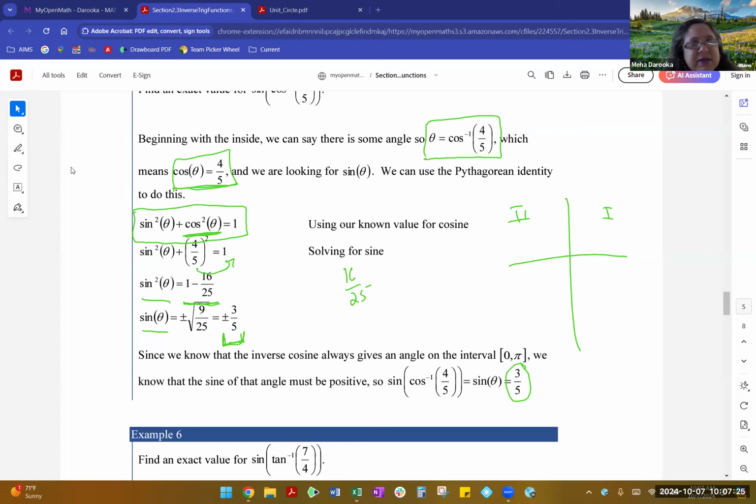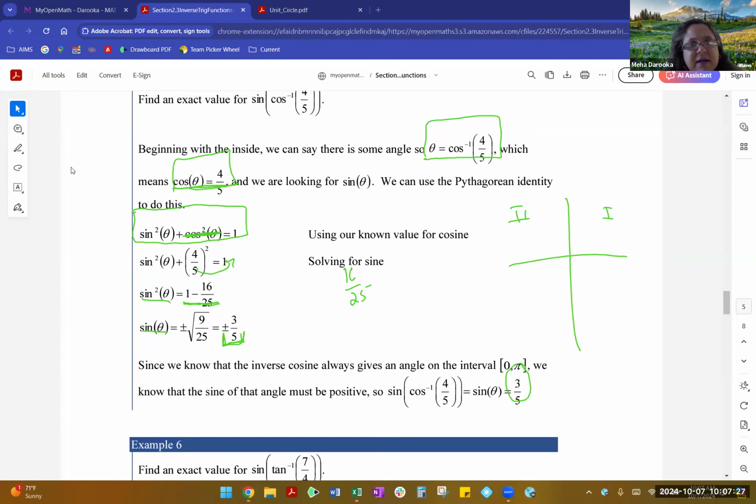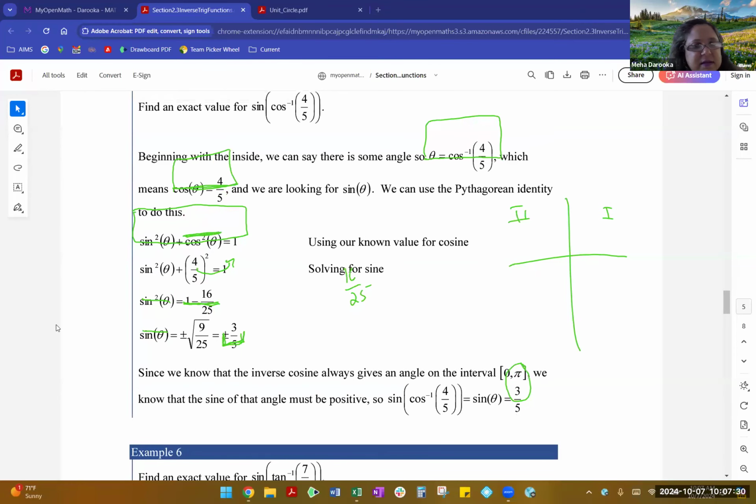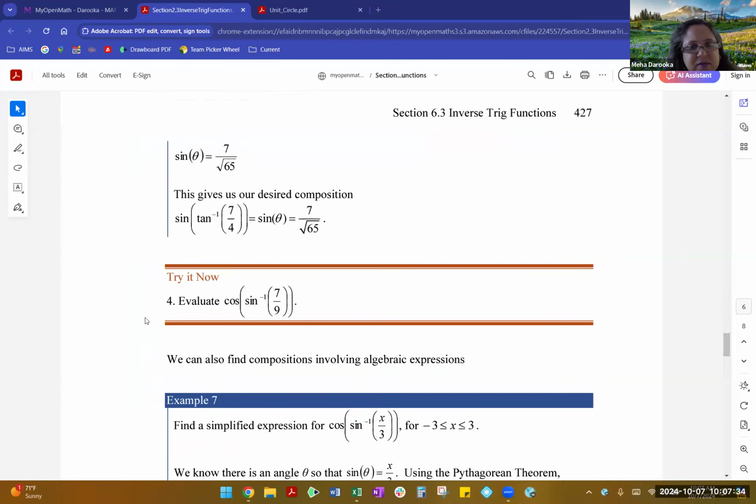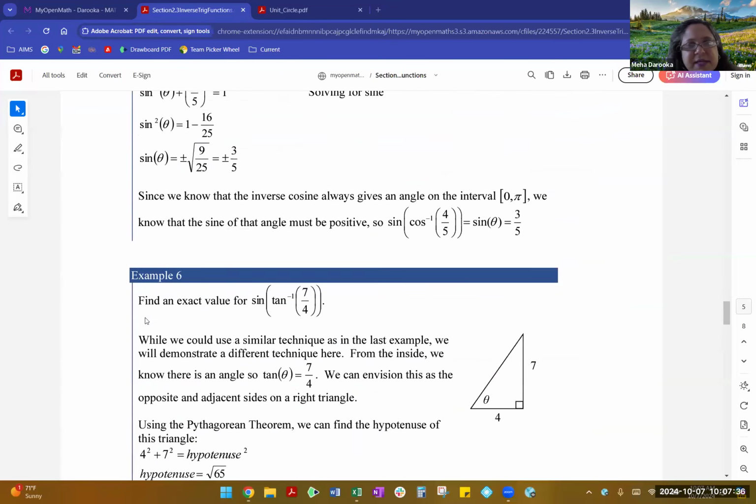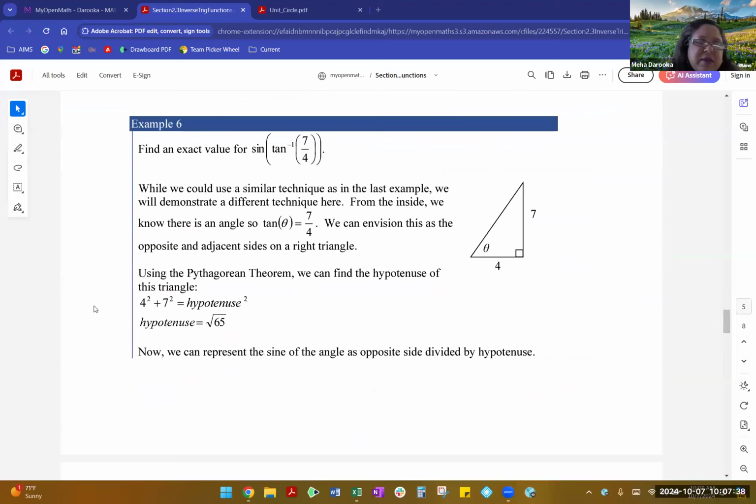Alrighty, so let's take a look at, sorry, let me clear this out. So yeah, we do have one more example coming up. So let's take a look at that.